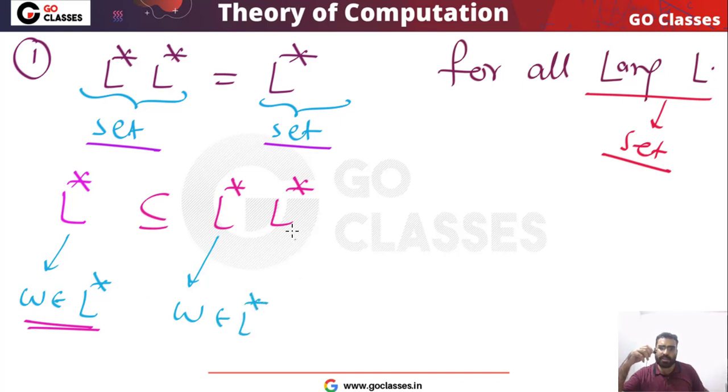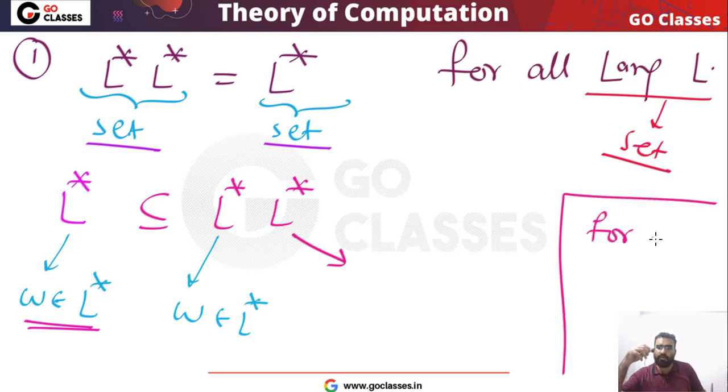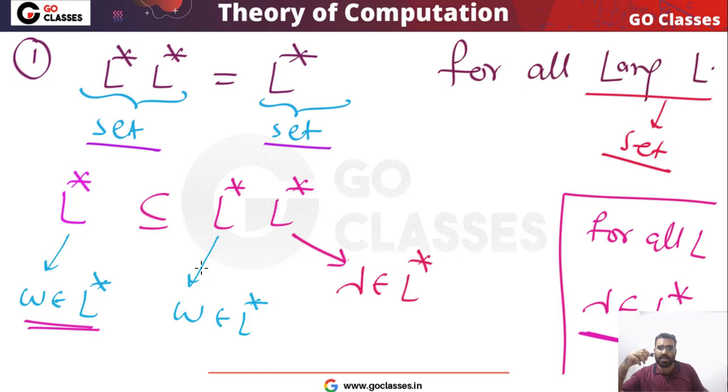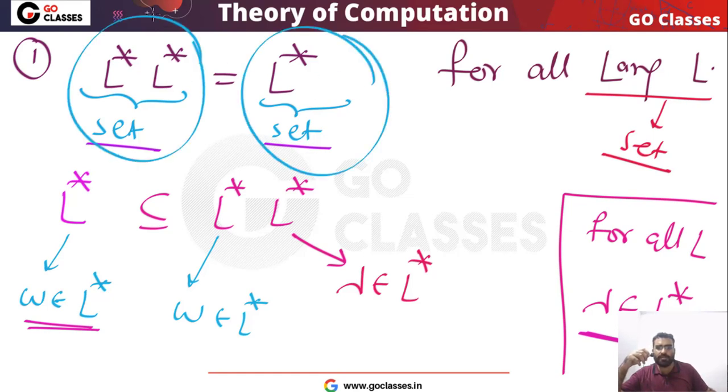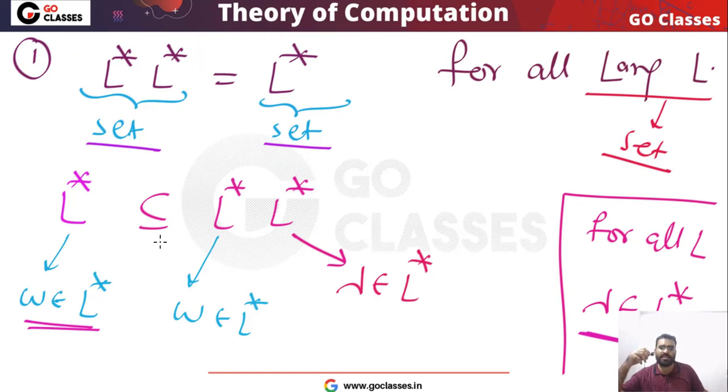And you also know that in L star we have the empty string, definitely. For whatever L you take, for all L, the empty string definitely belongs to L star. So I can say that the empty string definitely belongs to L star. So what I'm proving is that this is a subset of this, meaning RHS is a subset of LHS.